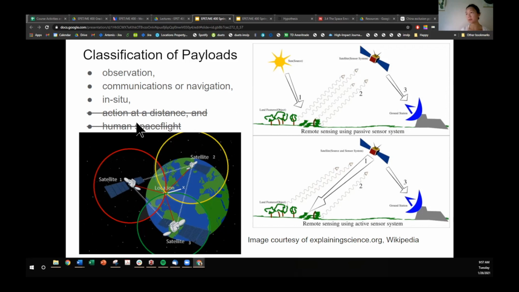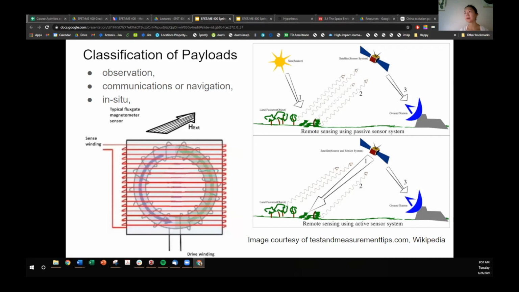Communication payloads, which you'll see over here, may be separated into unidirectional systems that gather information, or two-way systems that gather but also transmit information, like GPS satellites. Navigation payloads track and transmit position information, like the Global Positioning System, which is GPS, or software-defined radio platforms.